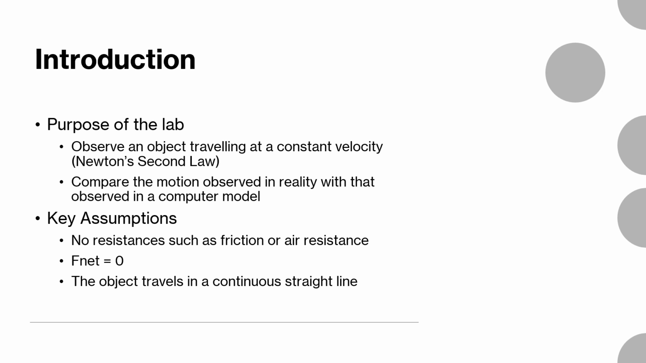To find these measurements, we made a few key assumptions, such as there being no resistance, such as friction or air resistance. The object would travel in a continuous straight line, and we also assumed that the net force would be equal to zero, meaning that its speed would not change throughout the time it traveled.